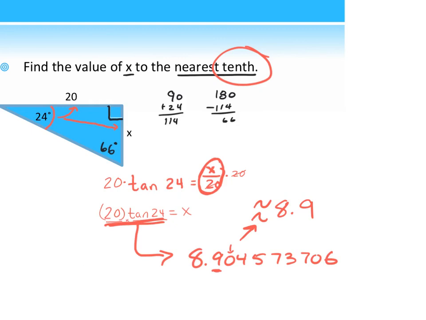If you had chosen the 66, you would have had the tangent of 66 degrees is equal to 20 over x, which is a little bit more manipulation to get things to where you need to.